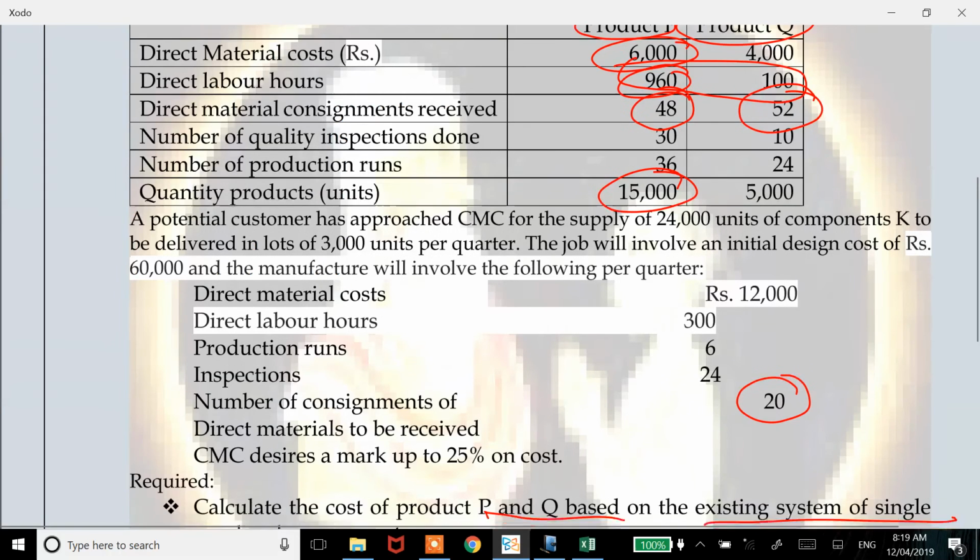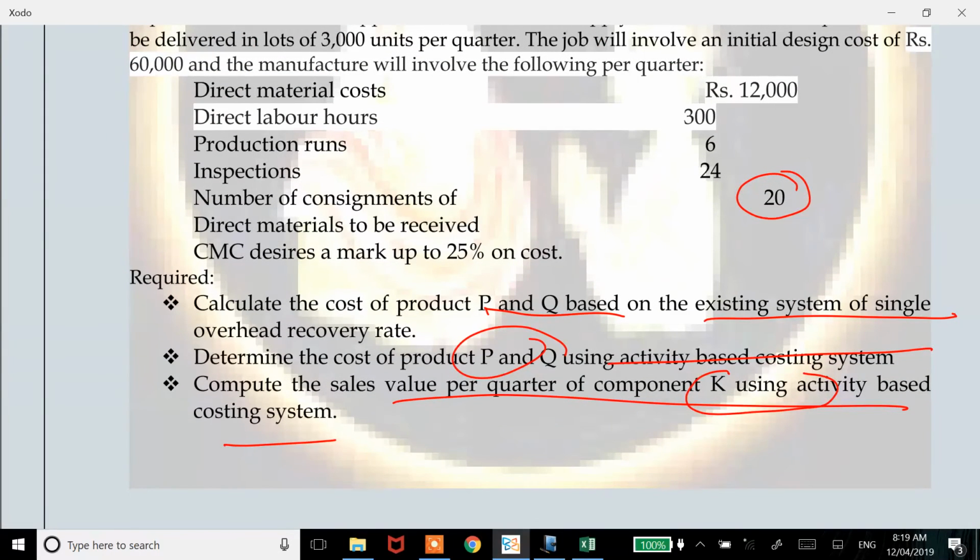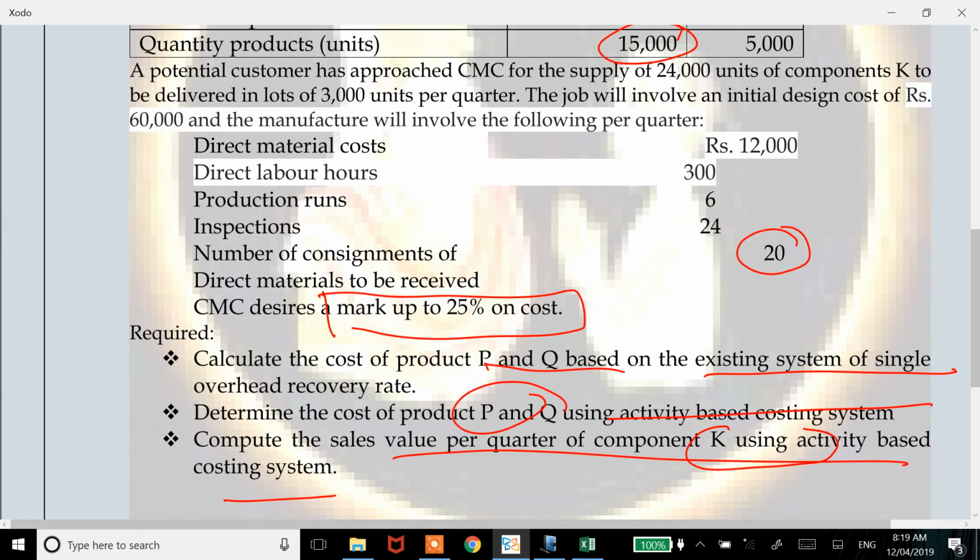Okay, they've asked one more thing, which is to calculate the sales value for component K using activity based costing. They have given some data of a new product, component K, and I have to fix the sales value. Sales value is going to be cost plus some markup. So I'll have to do the cost calculation. Cost is material, labor, overheads. So material cost, I'll take it. Labor cost, I'll take it. Overheads is computed. If I have some other cost, I'll write them, put a total of the cost, add the profit margin, and that's the sales value for component K.